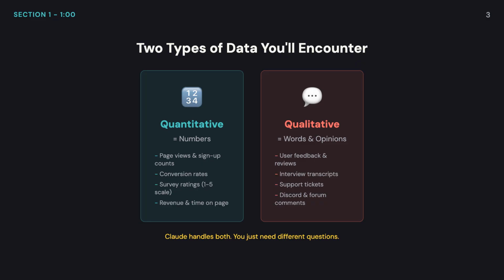Before we jump into Claude, let me explain the two types of data you'll work with. First, quantitative data. That just means numbers. Page views, sign-up counts, survey ratings on a 1 to 5 scale, revenue. Anything you can count or measure. Second, qualitative data. That's everything that's not a number. Text, opinions, feedback, comments. The beautiful thing is that Claude is excellent at both, just different questions.